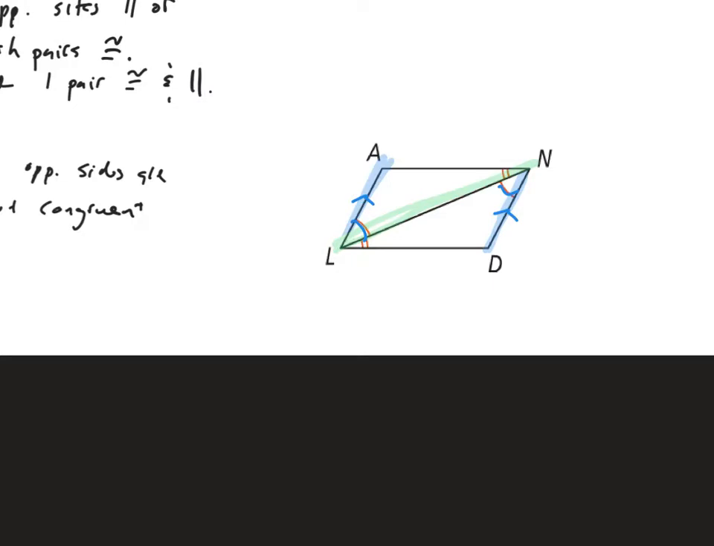And if I take a look again, I'm going to switch it up. So if I come over here to the red, I see that segment AN and segment LD are two lines that I'm looking at. And if I take a look at the transversal again, this time I'm going to make it in yellow. What do I see? I have a pair of alternate interior angles being congruent. So therefore, I know that AN and LD are parallel. So yes, and that's by definition of a parallelogram.